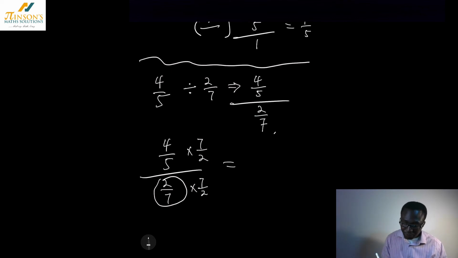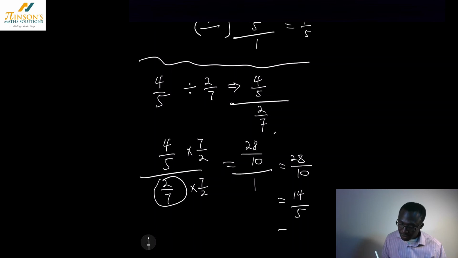So across the top is 28, across the bottom is 10. Here, because I've inverted it and I'm multiplying a fraction by its reciprocal, that gives me 1. And we know from our preamble number 2 that any number divided by 1 is the number itself. So that will be 28 over 10. And of course, we can simplify it again to be 14 over 5, which will be our 2 wholes and 4/5.